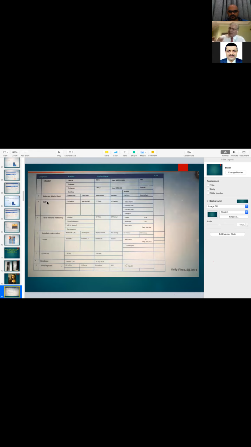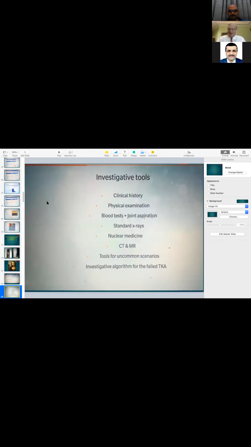You must know the cause, and accordingly you go to the revision, because this is the last surgery for the patient. So what is the line to start to get these tools to diagnose mechanical failure, and what type? We always start with the clinical history, then physical examination, then tools for uncommon scenarios. We have common scenarios and uncommon scenarios, but always concentrate on common scenarios in our country. Uncommon scenarios exist, but are very few.